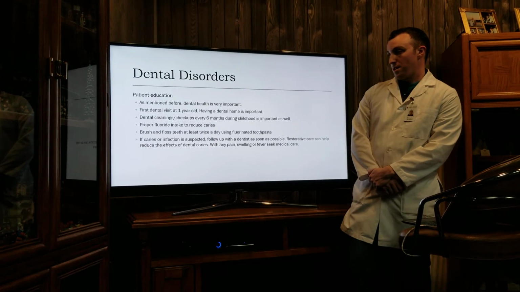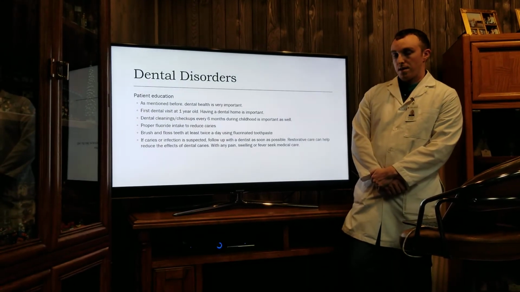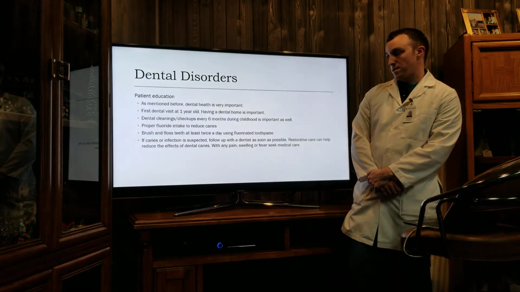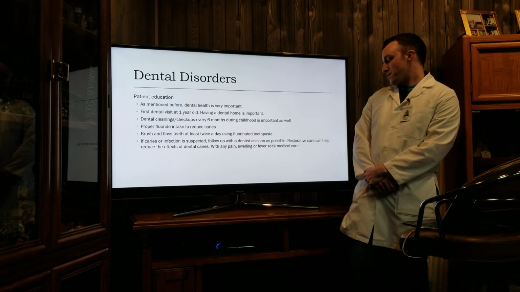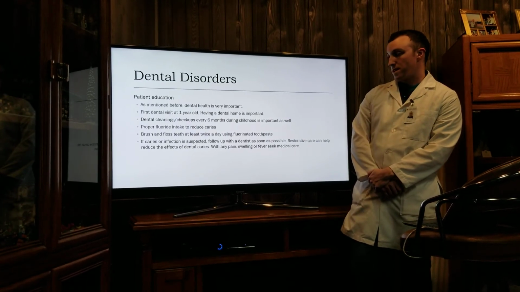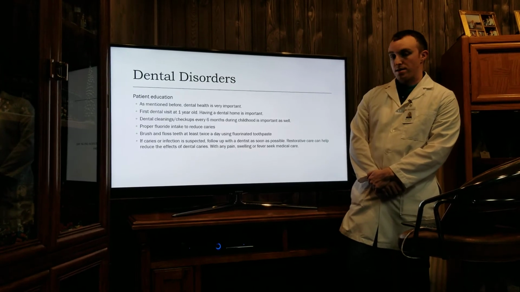Brush and floss teeth at least twice a day using fluorinated toothpaste. If caries or infection is suspected, follow up with a dentist as soon as possible. Restorative care can help reduce the effects of dental caries. With any pain, swelling, or fever, seek medical care.